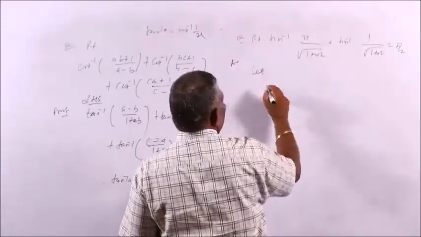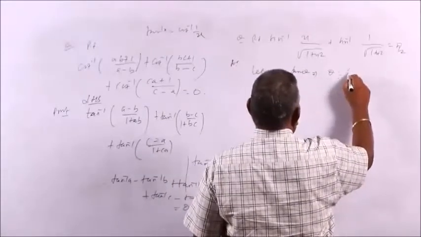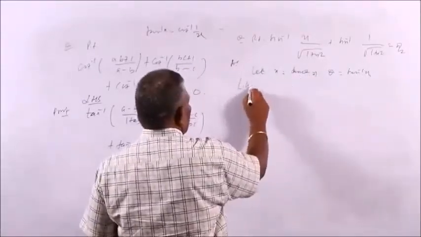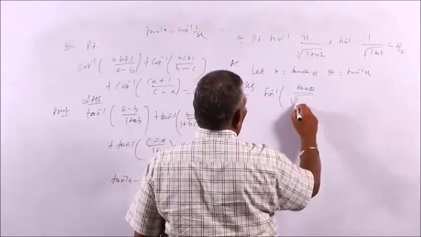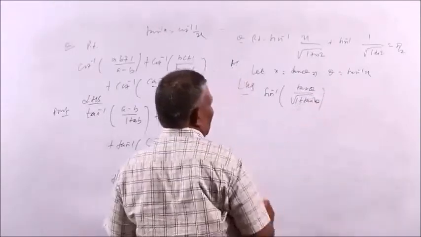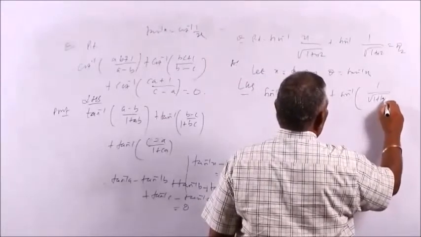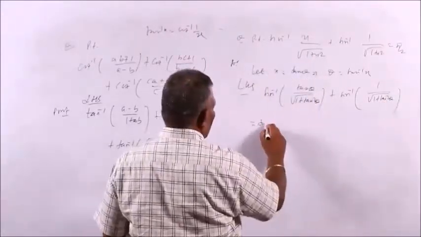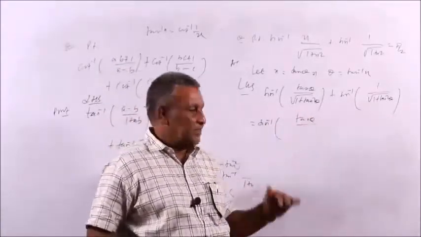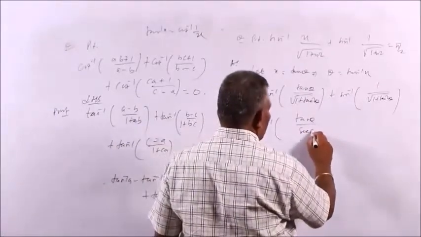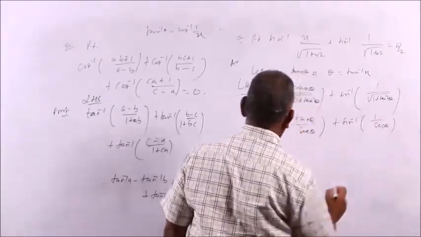Let x equal to tan theta. That implies theta equals to tan inverse x. Now LHS equals to sin inverse tan theta by root over 1 plus tan square theta plus sin inverse 1 by root over 1 plus tan square theta. You remember the formula 1 plus tan square theta is sec square theta. So taking root over, that is sec theta, plus sin inverse 1 by sec theta.